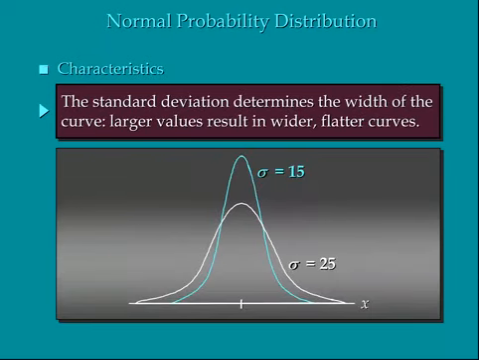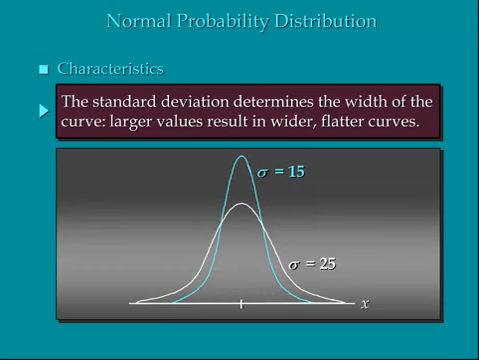Now, this is quite important actually. So, we've seen what the mu does, the mean. It tells us where the curve is centered, but the width of the bell curve is determined by sigma, which is the standard deviation. Larger values result in wider, flatter curves.